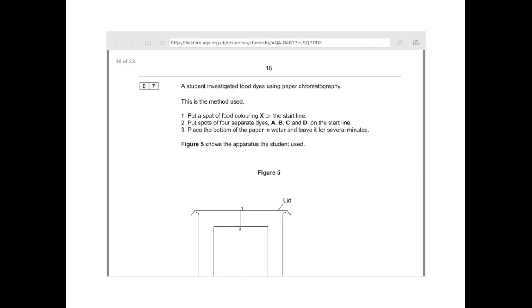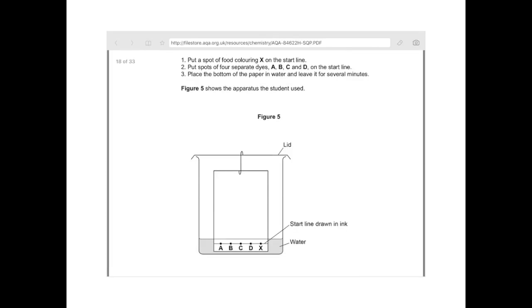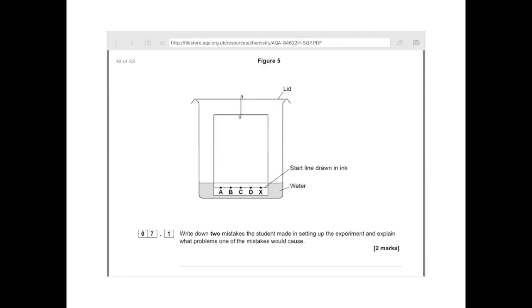7. A student investigated food dyes using paper chromatography. This is the method used. Put a spot of food colouring X on the start line, put spots of 4 separate dyes A, B, C, D on the start line, place the bottom of the paper in water and leave it for several minutes. Figure 5 shows the apparatus the student used. So this is paper chromatography. It's used to separate coloured inks, dyes, food colourings, etc. And if you remember, the water soaks up the blotting paper, dragging the ink with it, and we can work out lots of things from the results.